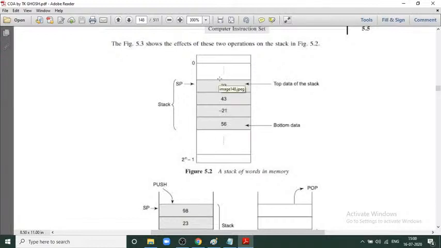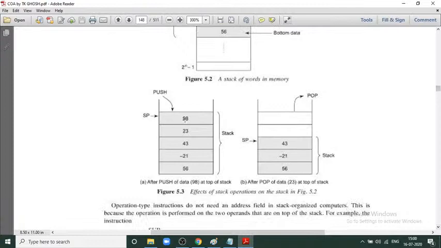98 will be pushed into the stack and the stack pointer will point to the previous address of 752, which is 751. So now, after pushing the element 98 into the stack, our stack pointer is pointing to 751. The next address 752, next data 43's address is 754, next data's address is 755, next data address is suppose 756. Now if we pop 98, then what happens?